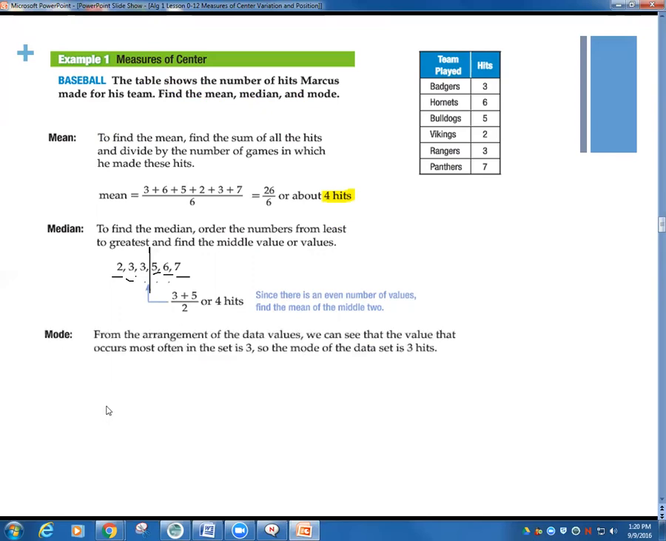So from the arrangement of the data values, you can pick off real quick that 3 is the mode because that's the one that occurs most often. All right. So Marcus's mean and median number of hits for these games was about 4, and his mode was 3 hits. That's how you summarize your results in a sentence.